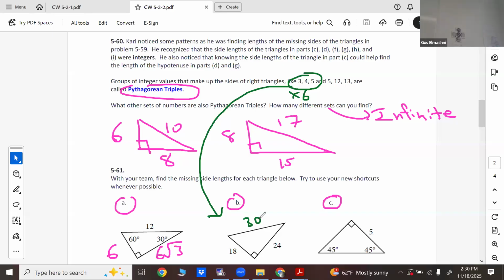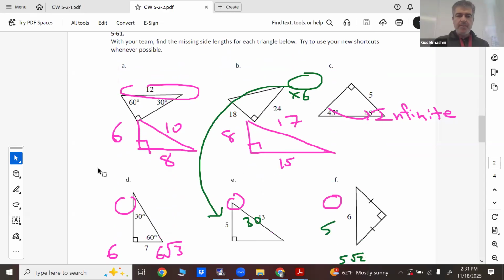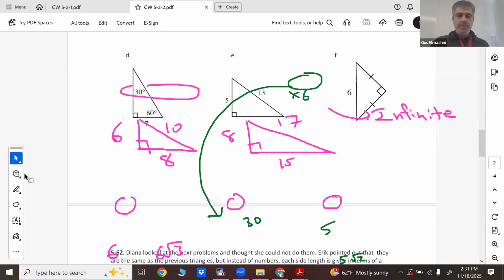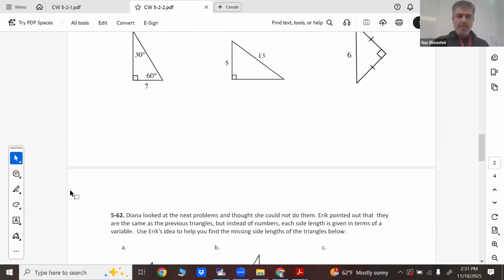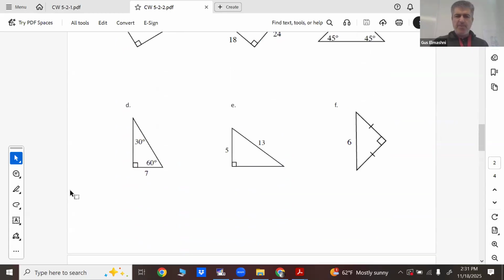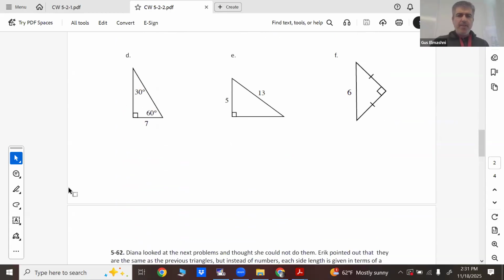This one's gonna be 5, 5, and 5 root 2. All right. And lastly, I don't want to do 562 with a few minutes left at the end of the day.